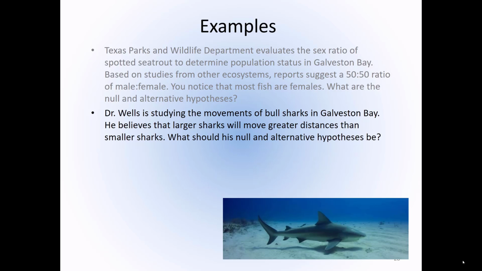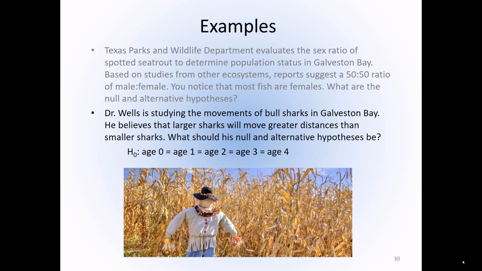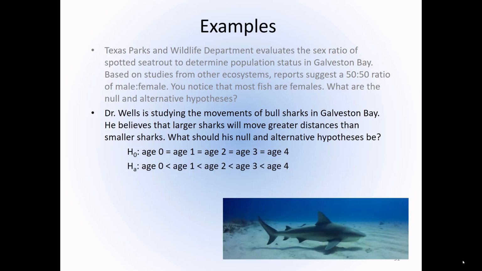So when we're thinking about the null and alternative hypotheses, again, our null hypothesis is that which we're testing against. So even though Dr. Wells thinks that larger sharks are going to move more, his null hypothesis is going to be that all the sharks move the same. Again, this is our straw man. This is what we're testing against. His alternative hypothesis should be that as we increase age, those sharks are going to move more. And so age 0 sharks are going to move less than age 1 sharks. Those sharks are going to move less than age 2 sharks, and so on up the age structure of the population.